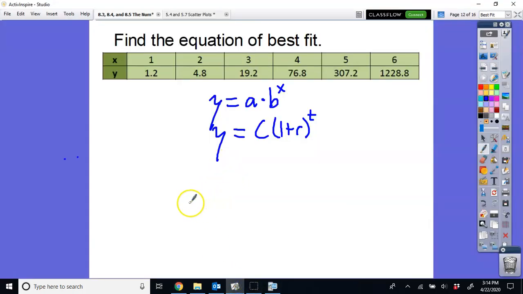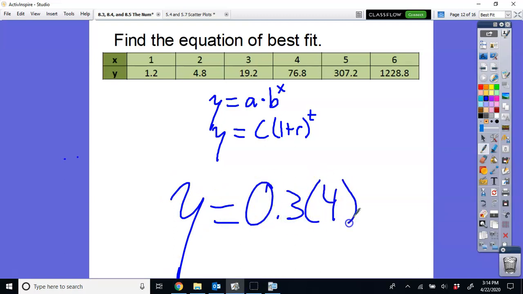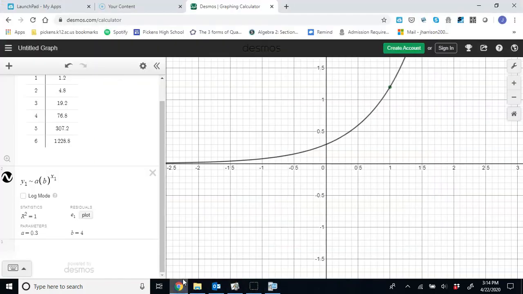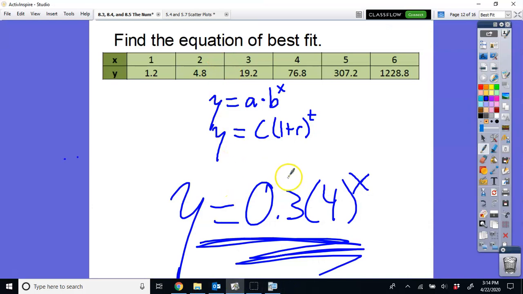So that is going to tell me if a is 0.3 and b is 4, this would be my equation for my exponential curve. 0.3 times 4 to the x. 0.3 and 4 is my a and b. Now think about what that means. I'm doing a little bit of review with you here. That means that this thing is multiplying by 4 every single time. It's getting 4 times as large every single time. It is jumping up very, very quickly.